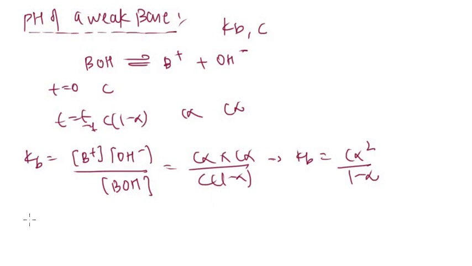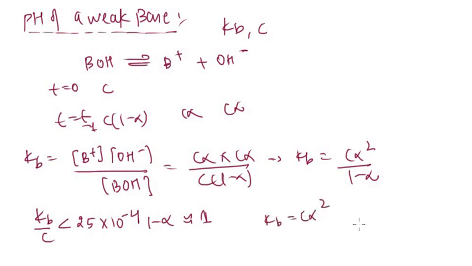Now if you remember, we can neglect the alpha if alpha is less than 5%, that is 5 into 10 to the power negative 2. So here Kb by C comes out to be less than 25 into 10 to the power negative 4. If Kb by C is less than this, then 1 minus alpha can be neglected with respect to 1. So Kb equals C alpha square, 1 minus alpha is neglected, and alpha comes out to be under root of Kb upon C.